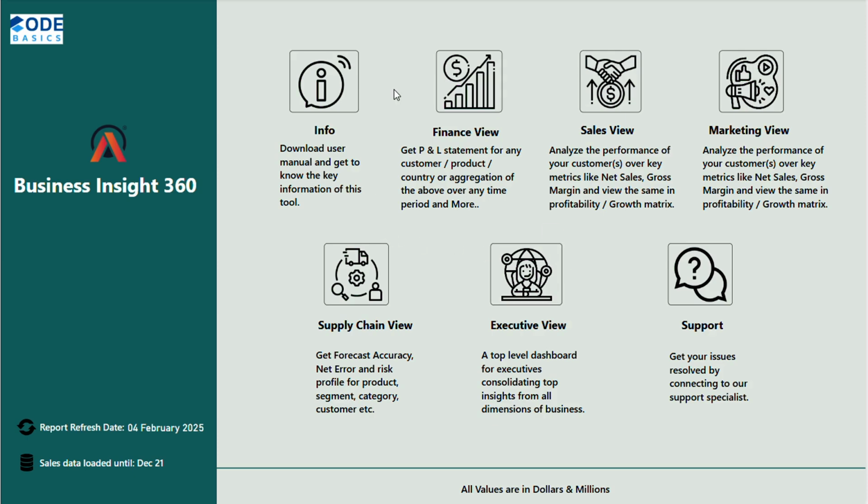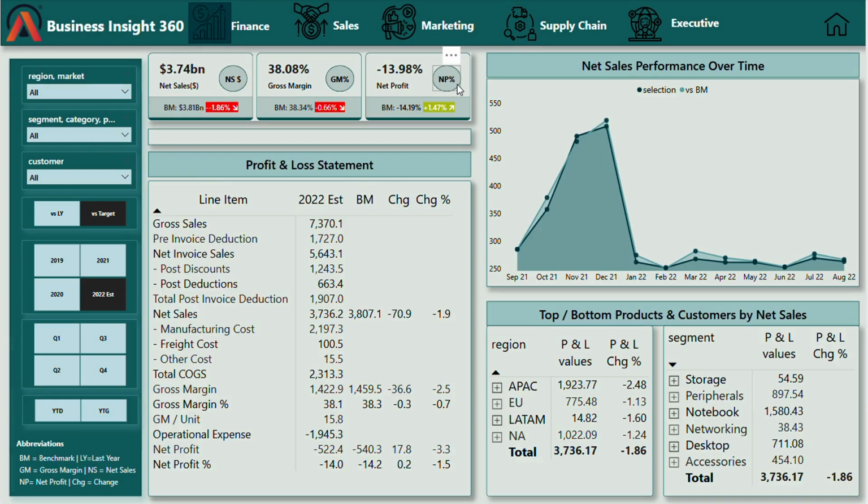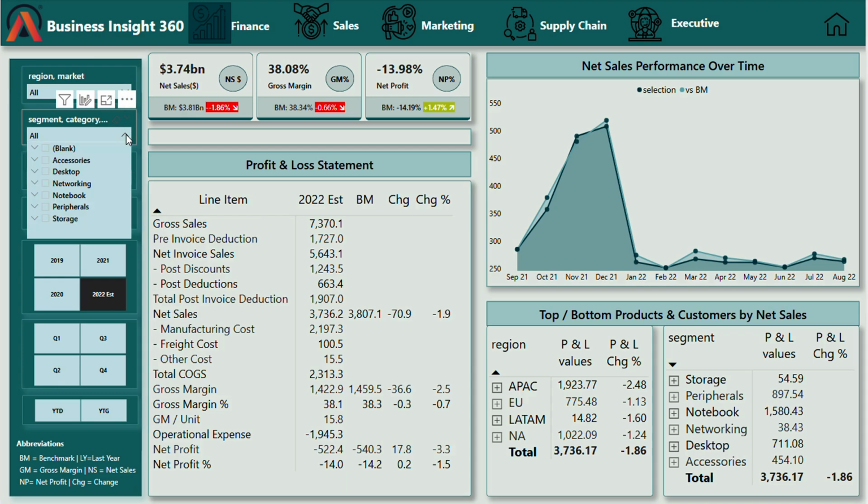If you want to view the finance view, we just have to control click on the finance view. It will automatically redirect to the finance view. This is the finance view dashboard. On the left side we have filters on region, market, segment, category, product, and customers. Here we can filter according to the view that we want to see.